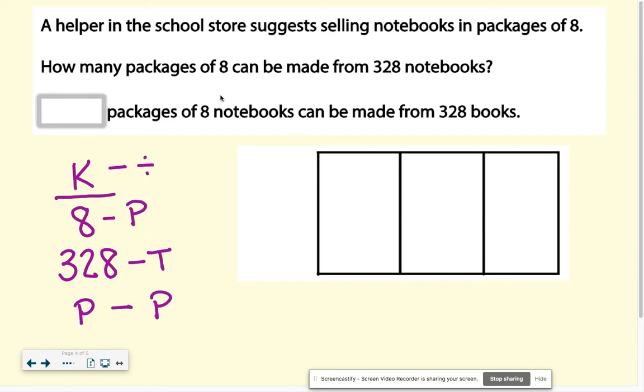Because I can make piles of 8, anytime I'm making piles or packing things in groups, I'm going to be dividing or multiplying. And since I knew a total and a part, I'm going to divide. 8 is going on the outside. The 328 goes inside. How many 8s go into 3? None.